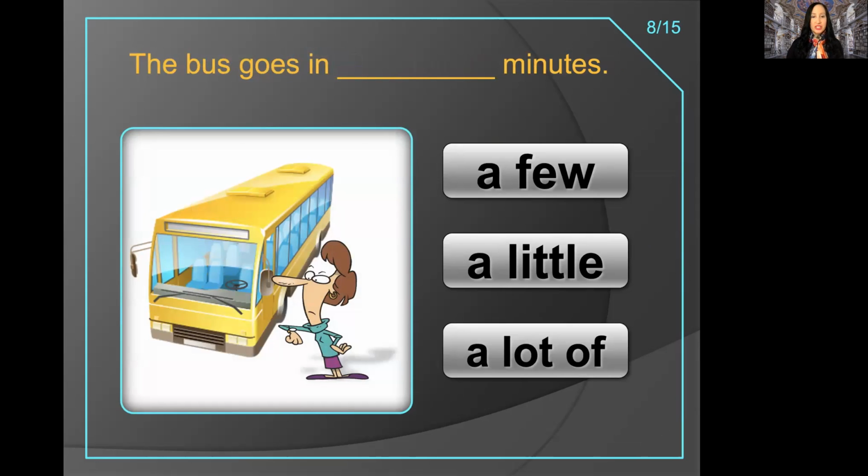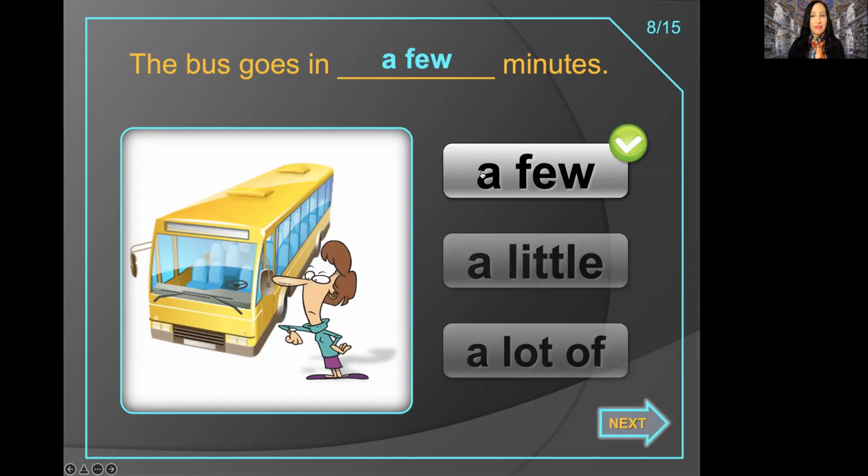Okay, here, look at this one, look at the picture. The bus goes in blank minutes. Look at the watch. The bus goes in a few minutes. The bus goes in a little minutes. The bus goes in a lot of minutes. Which one? A few, a little, or a lot? That's right, a few minutes. You're starting to get the hang of it now. This is a countable noun, so we use a few.